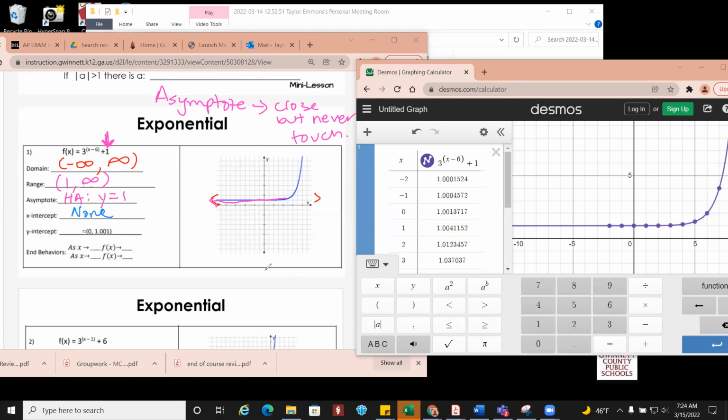Our y-intercept is where it crosses the y-axis, and they already filled it in for us. That's (0, 1.001). And you can find that by looking at your table and seeing when x is 0, what's your y.